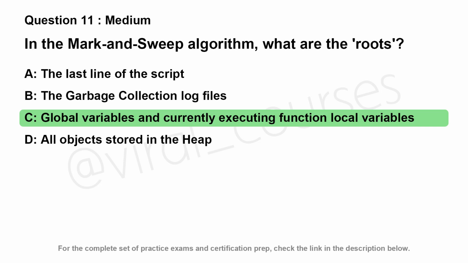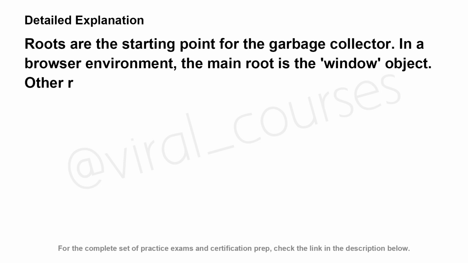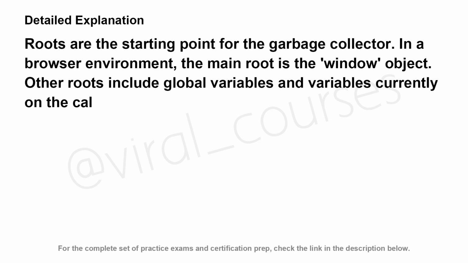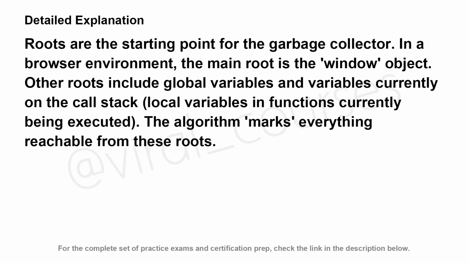The correct answer is C. Roots are the starting point for the garbage collector. In a browser environment, the main root is the window object. Other roots include global variables and variables currently on the call stack, and local variables in functions currently being executed. The algorithm marks everything reachable from these roots.